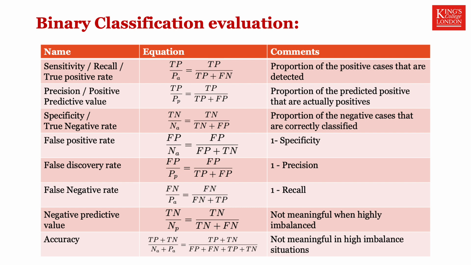You can define as well the false positive rate as 1 minus the specificity, and the false negative rate, which is 1 minus the recall, which basically is the proportion of false negatives among the positives.